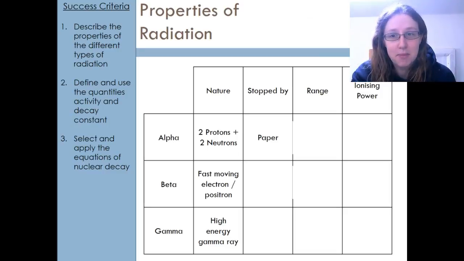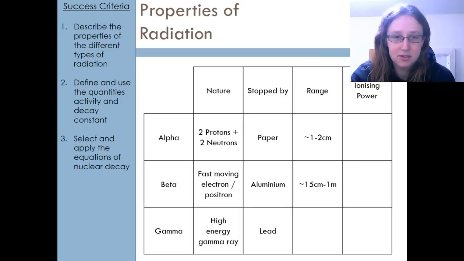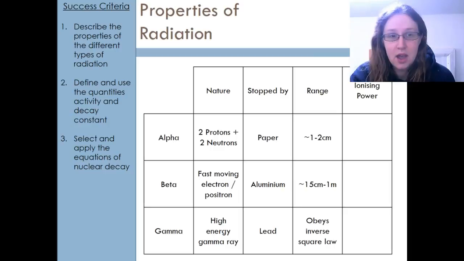Alpha particles can be stopped by paper, beta particles by aluminium, gamma rays by lead. The range of alpha particles is about 1 to 2 centimeters, beta particles 15 centimeters to a meter, and gamma rays, because they are radiation, they're energy, they obey an inverse square law. Alpha are the most ionizing, beta in the middle, and gamma are the weakest.